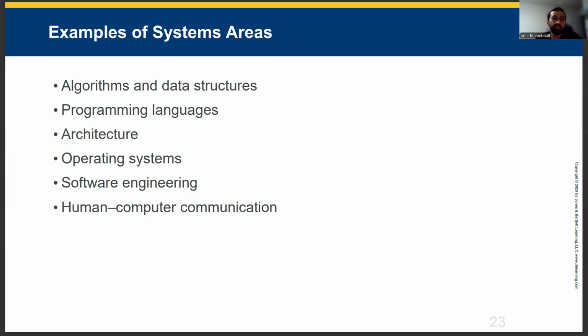Systems areas. Examples of systems areas include algorithms and data structures, programming languages, architecture, operating systems, software engineering, and human-computer interaction. These domains define capabilities and constraints the rest of the computing world builds upon. If you enjoy building platforms, optimizing performance, or designing developer and user experiences, systems might be your home.